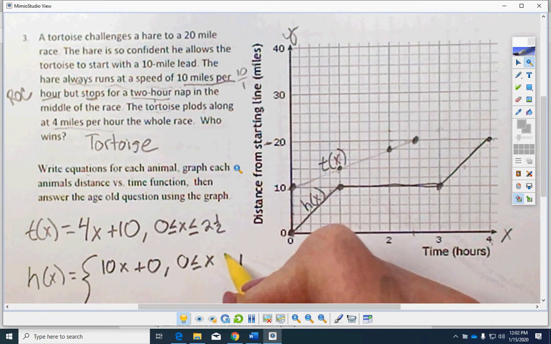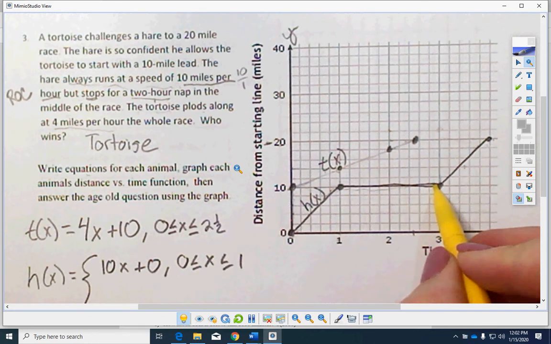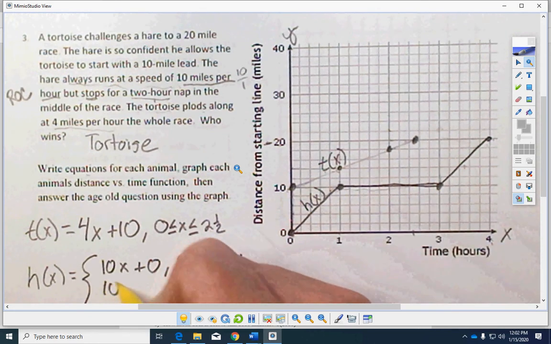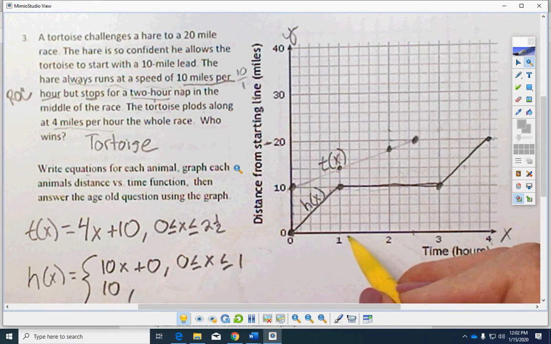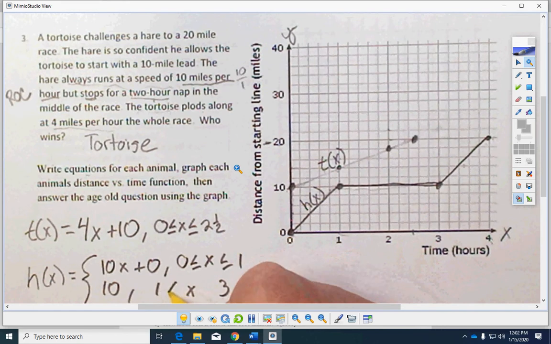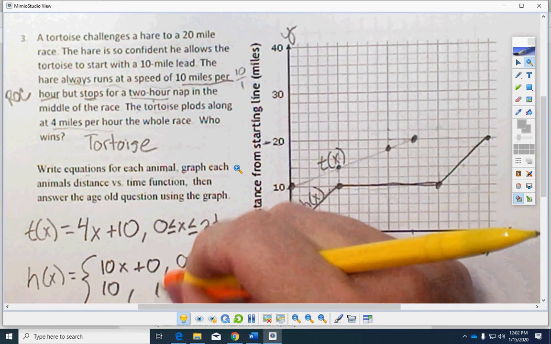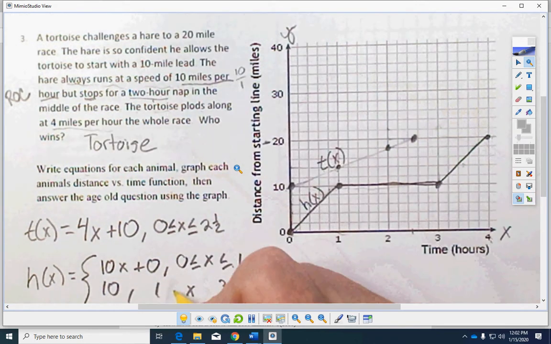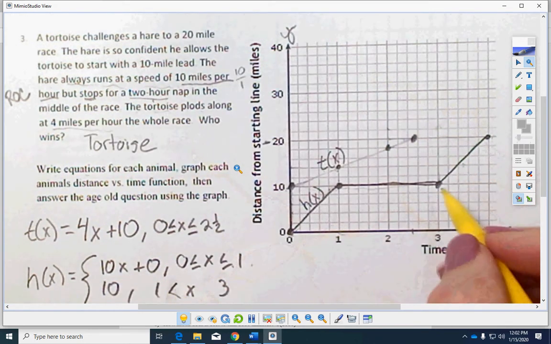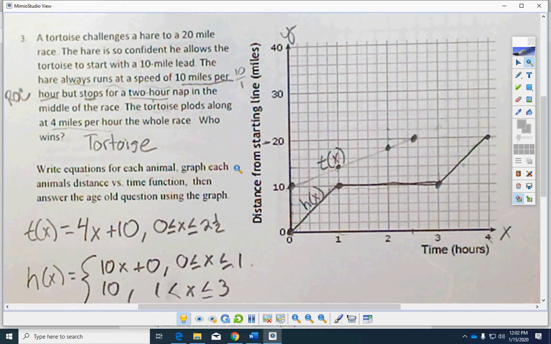I'll make it equal to in both spots. When he's taking his nap, it's a horizontal line at 10, and that exists from 1 to 3. I can't make it equal to the 1 here because I made it equal to in the top. I just said I can't make it equal to. The 3 I can make it equal to, or I could choose to make it equal to in the other one. I'll make it equal to here.